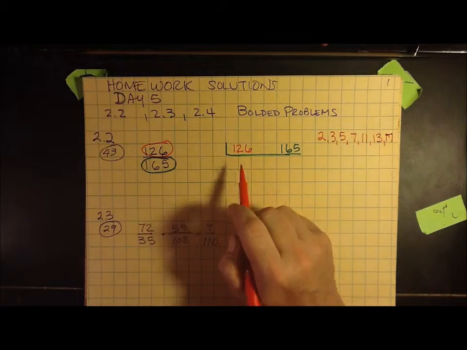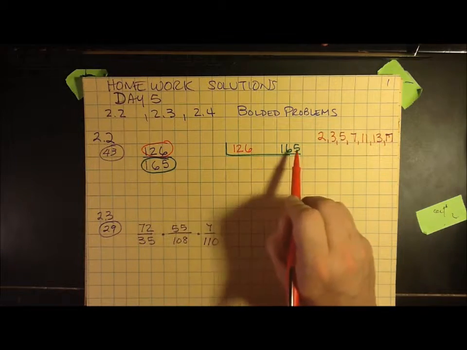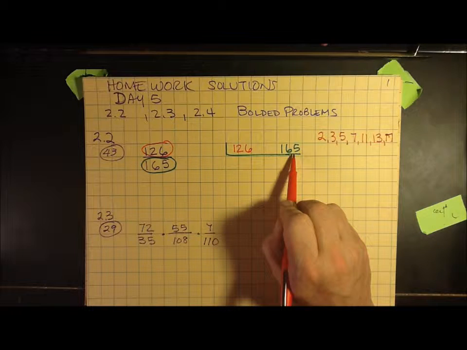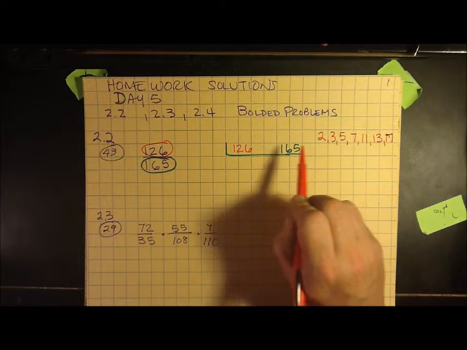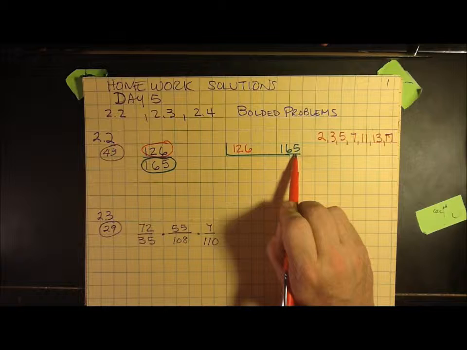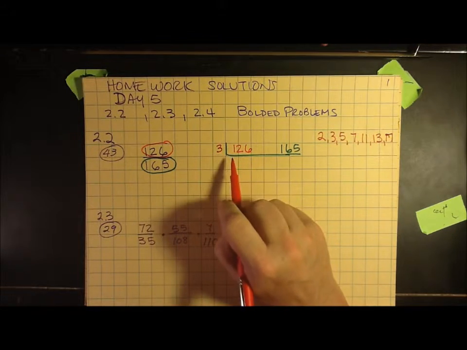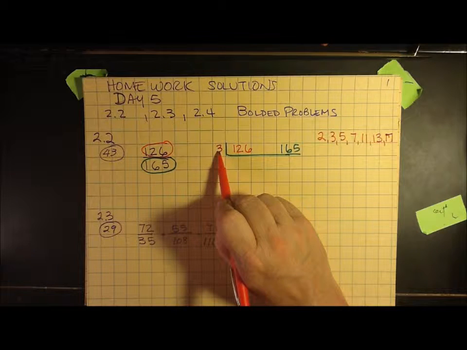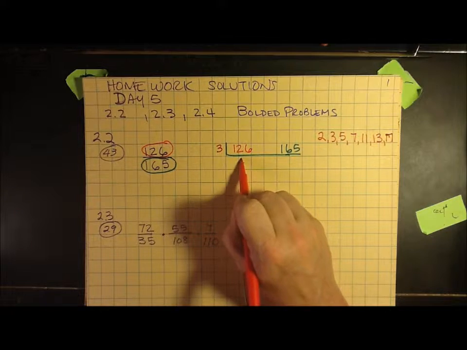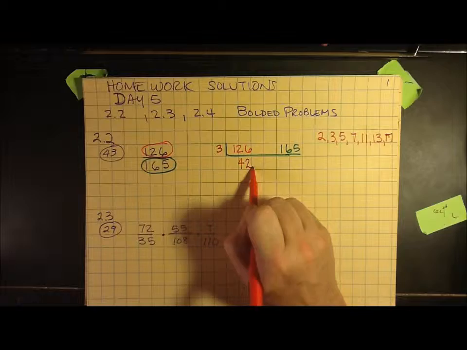First of all, I'm going to try to divide by 2. I could take 2 out of this, but I can't take 2 out of that. Okay, I'll try 3. I might be able to get 3 out of this, and I might be able to get 3 out of that. So let's try it. 3, and this is where short division comes in really handy. 3 goes into 1, nope. 3 goes into 12, yes, 4 times. 3 goes into 6, 2 times.